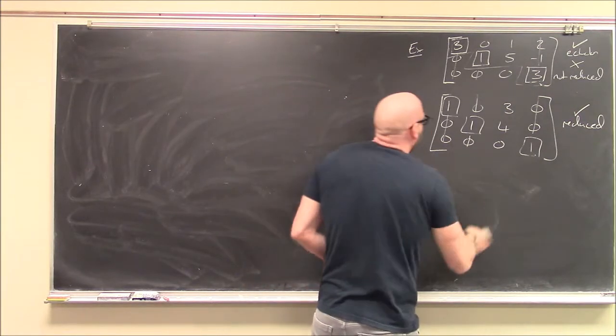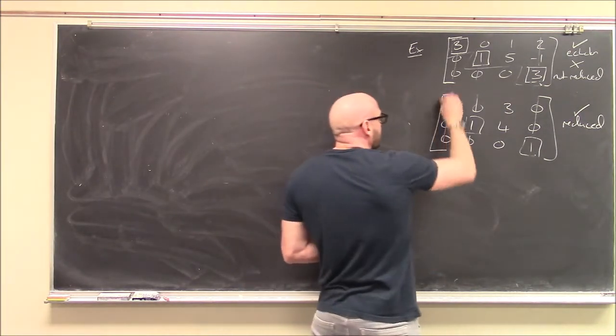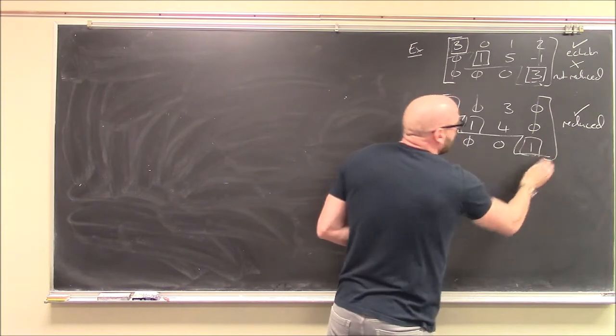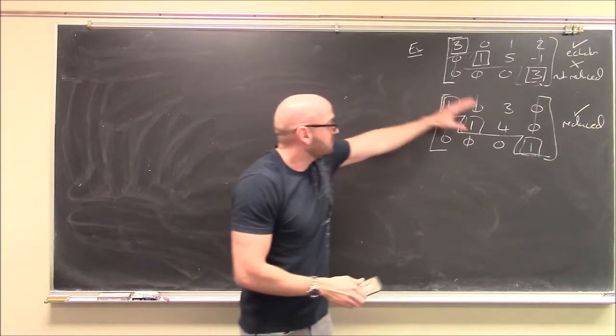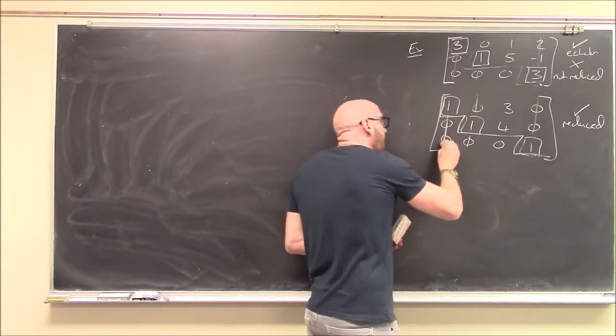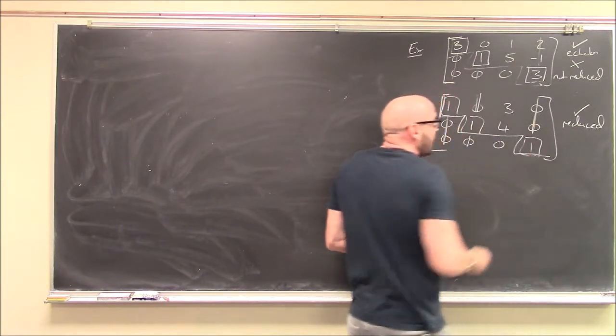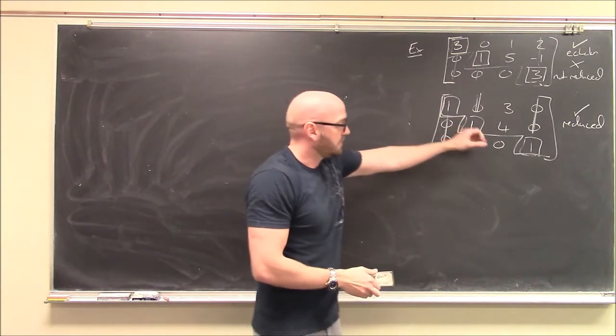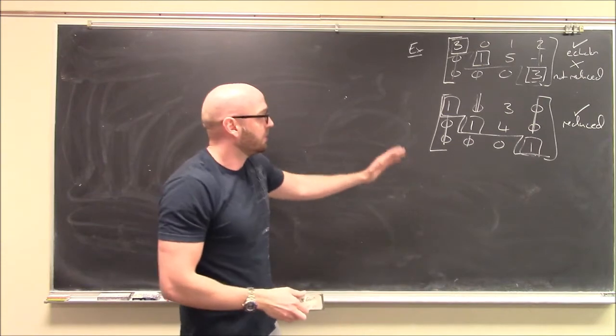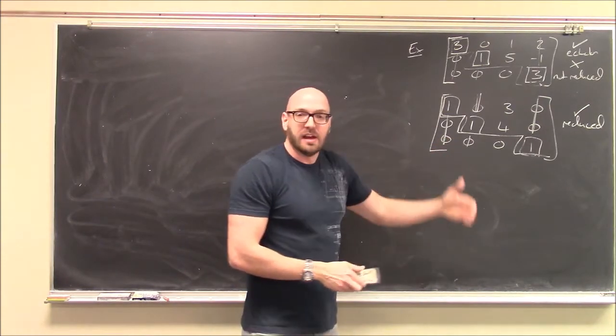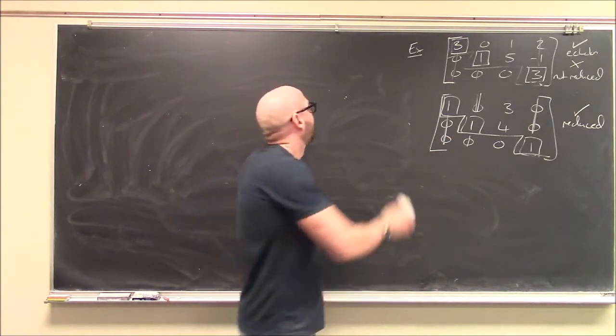Before I erase this, I just want to point out that what you're looking for is a staircase pattern where your leading entries are all ones, and everything above and below those ones, everything else in the whole column containing these leading ones, is 0. That's all you're looking for. And if that's satisfied, then it's in reduced form.